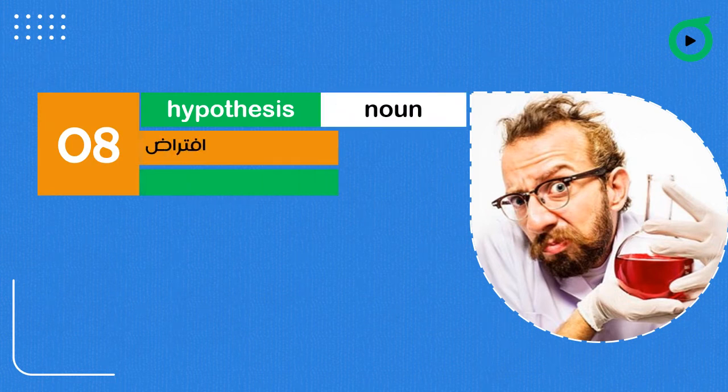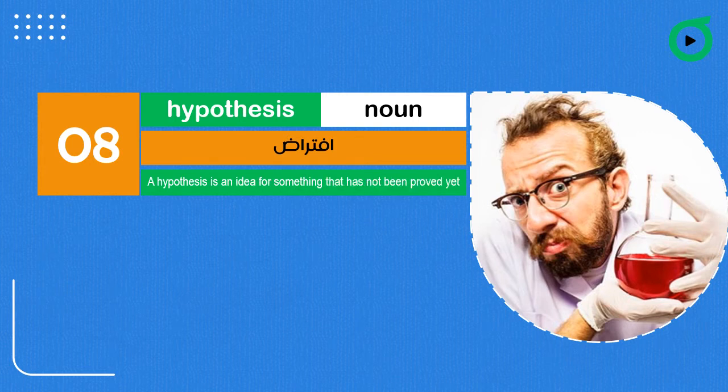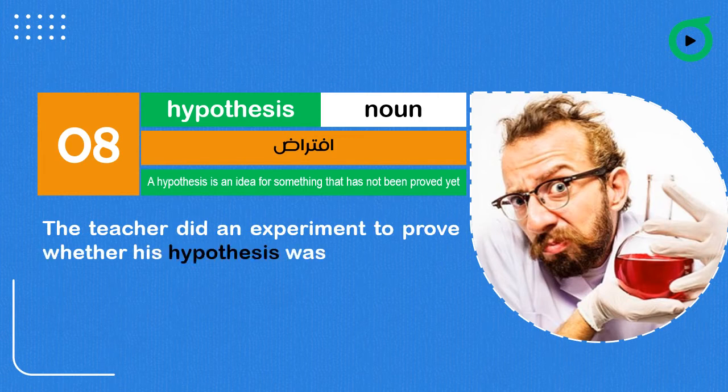Hypothesis. A hypothesis is an idea for something that has not been proved yet. The teacher did an experiment to prove whether his hypothesis was right.